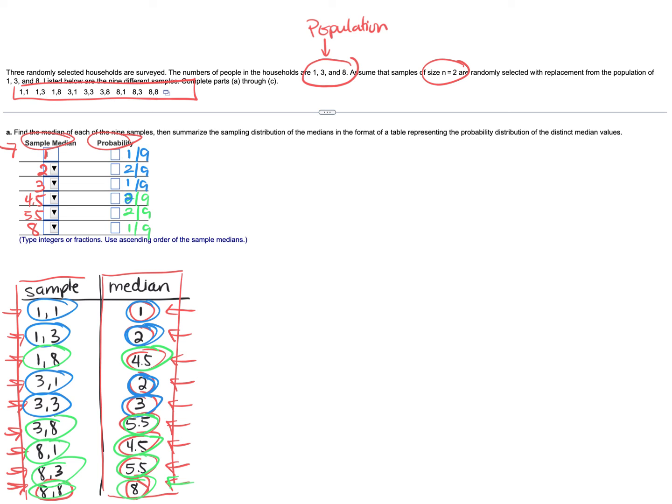So if we double check the numerators for our probability distribution here, make sure that it adds up to the whole. So you've got 1 plus 2 plus 1 plus 2 plus 2 plus 1. That totals up to 9 out of 9, which is equal to 1. So I hope that this helps. I think that you are on the right track. I think that what threw you off was that incorrect median value for that last sample of 8, comma 8.